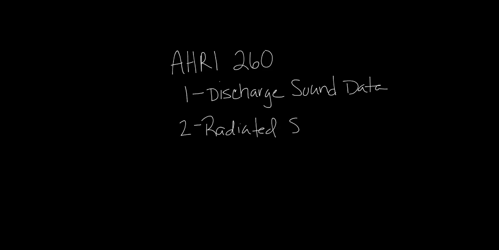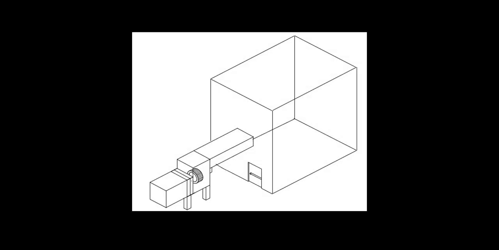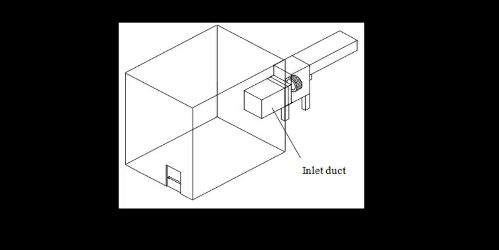That sound testing standard generates two numbers: discharge sound data and radiated sound data. If you take a look at figure 1, you can see how the unit is outside of the reverberation testing chamber and that the discharge has been ducted to the inside of the test chamber where discharge sound data can be recorded. In figure 2, you can see that unit is again outside the test chamber and the inlet has been ducted inside, and that will give some inlet sound data.